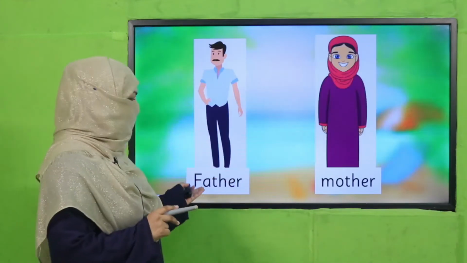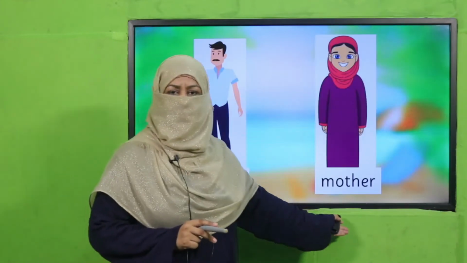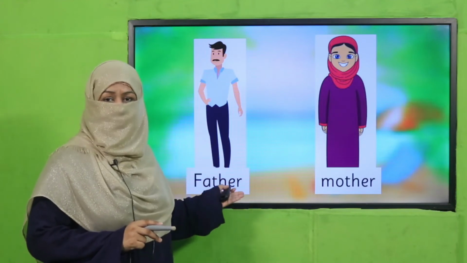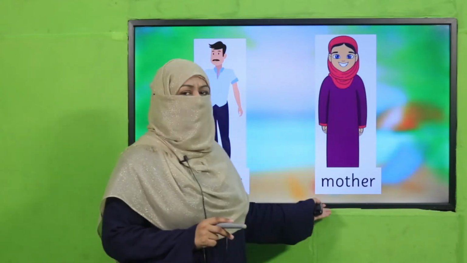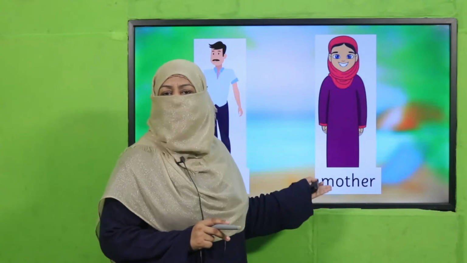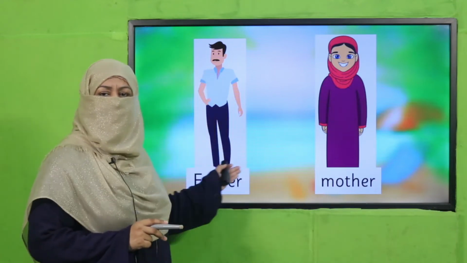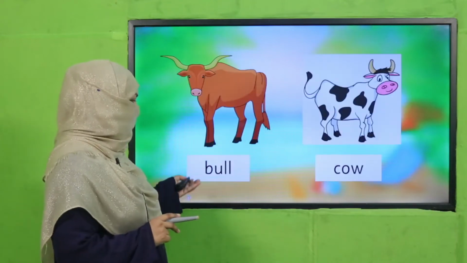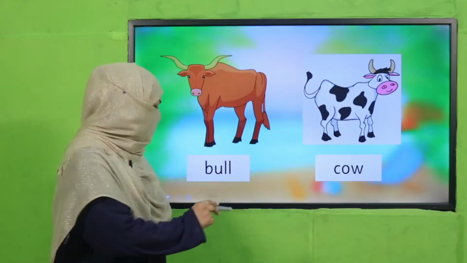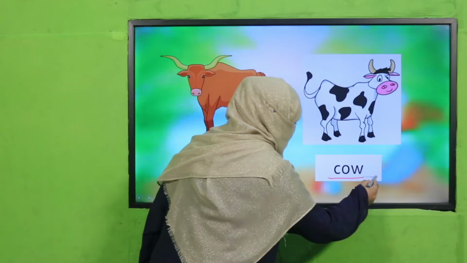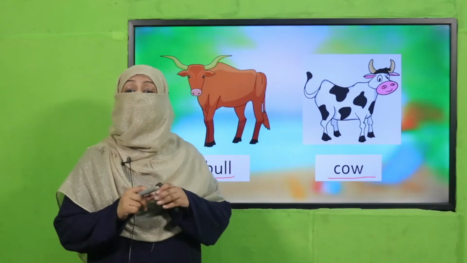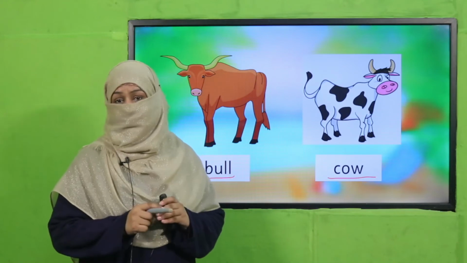For example, father and mother. Father is masculine noun because father is always a male. Mother is a feminine noun. Mother is always a female, and they are masculine and feminine of each other. The next is bull and cow. You see, these are totally different words. That's why, beta, for such type of vocabulary, we need to learn masculine, feminine.